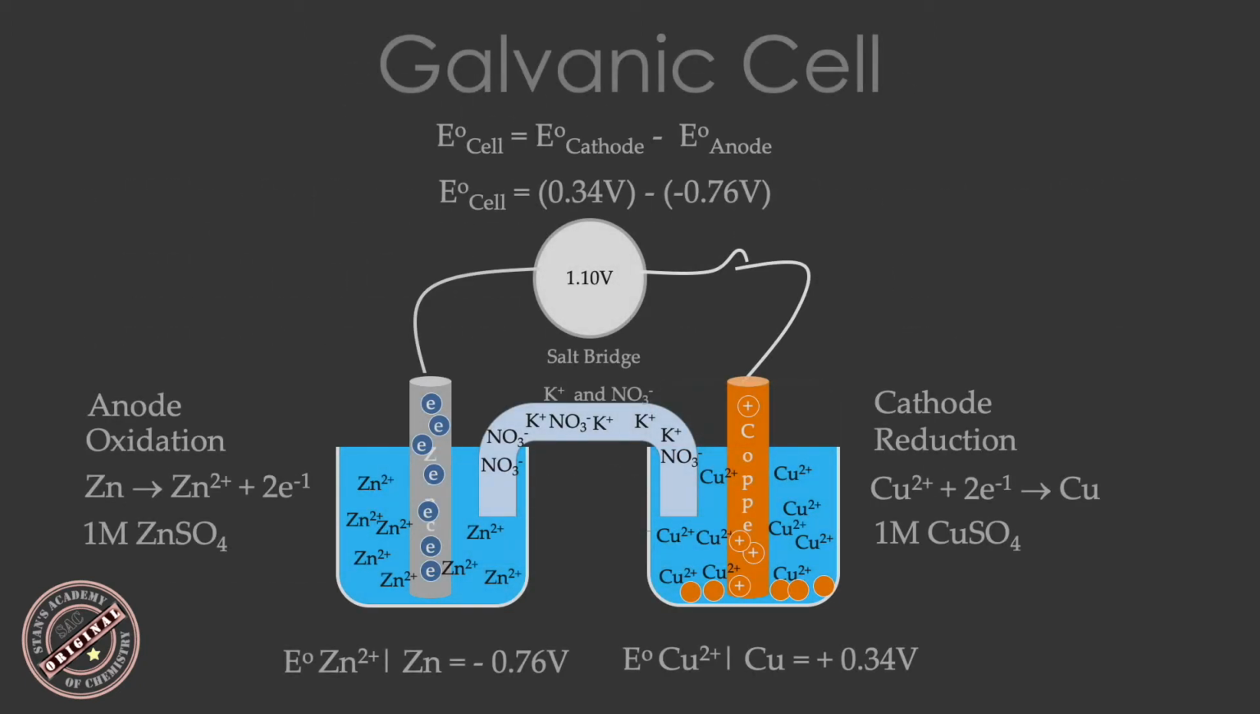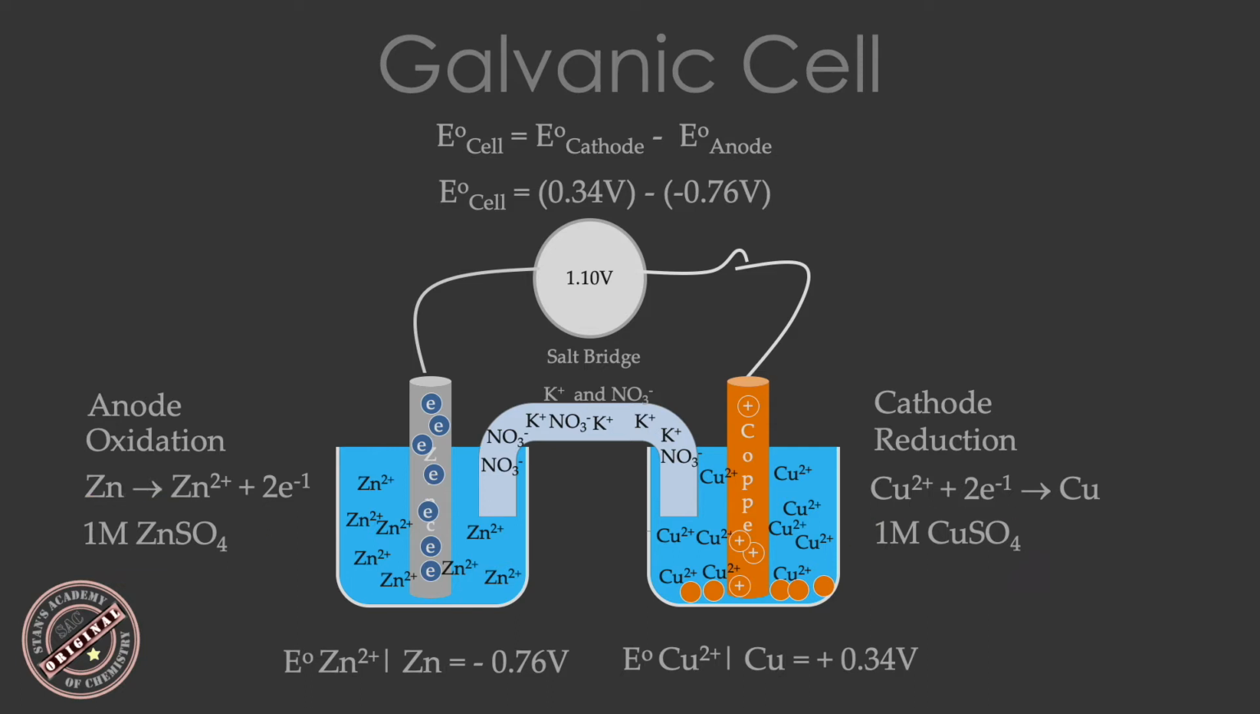This is how a galvanic cell is represented. We refer to this cell as a galvanic cell when the electrodes used are zinc as the anode and copper as the cathode. I have placed the zinc electrode in the left compartment in a 1 molar solution of zinc sulfate, and I have placed copper in the right compartment with a 1 molar solution of copper sulfate.